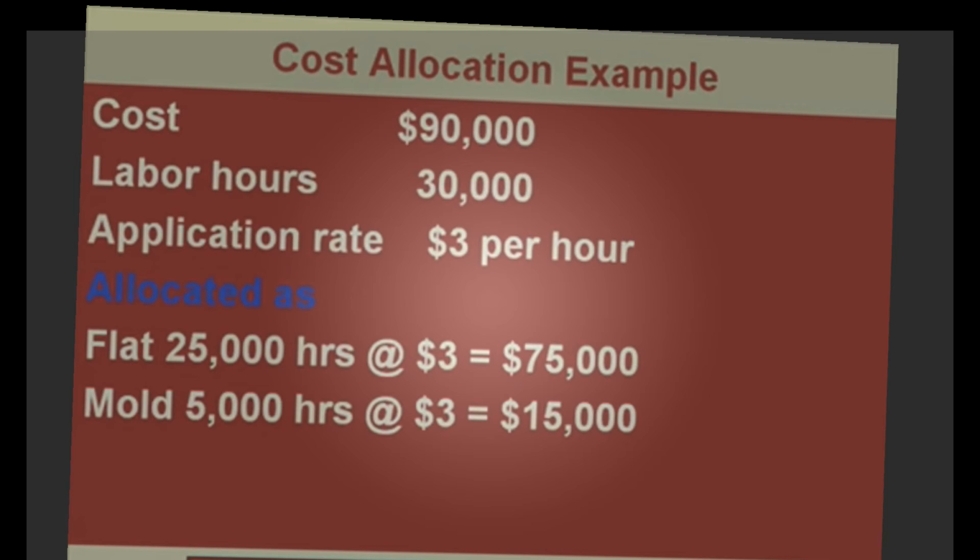You were told flat took 25,000 hours. Mold took 5,000 hours. So 25,000 hours at $3 is 75,000. For mold, 5,000 hours at $3 is 15,000. How do you know you got it right? Well, when you add it up, it should get 90,000. So you just allocated the 90,000 between flat and mold.